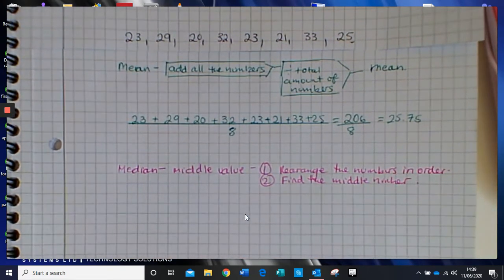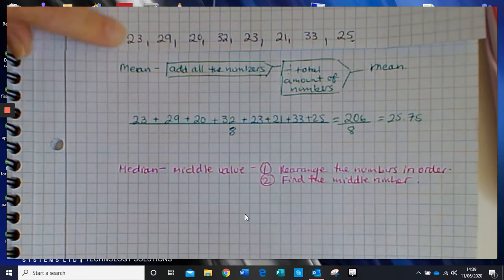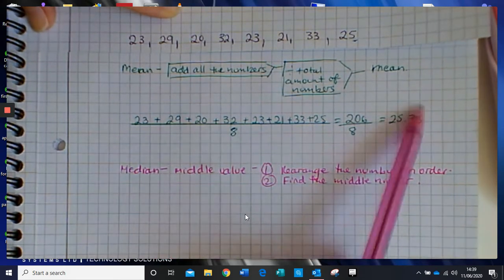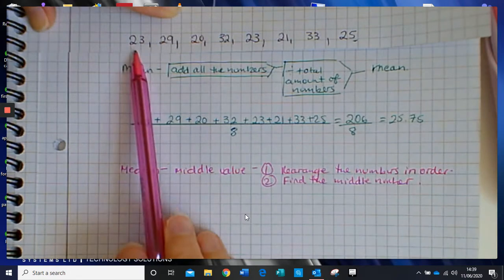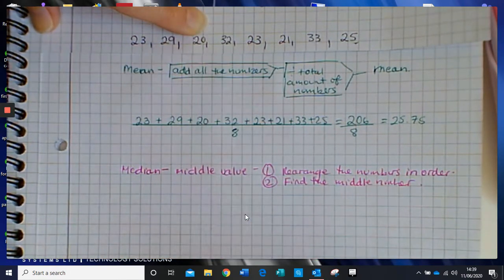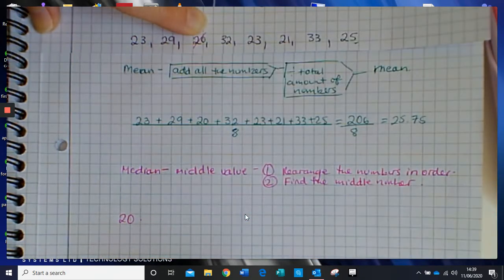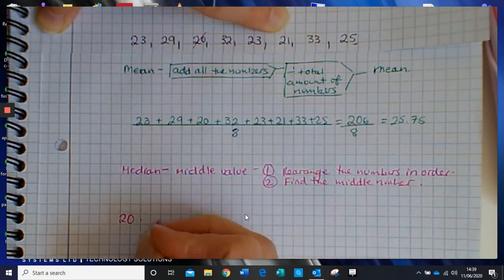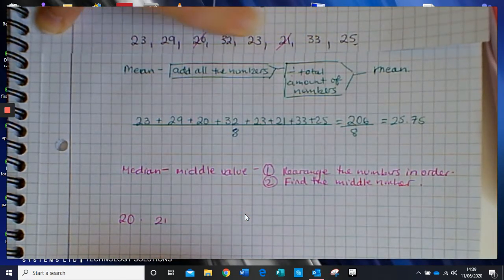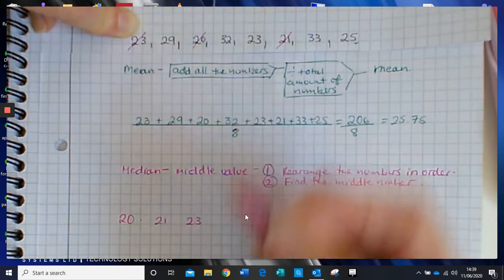It's really easy to get yourself confused and mixed up. So what I would do, and that is what I do, is I cross out the numbers as I rearrange them. So I have a look at my smallest one. Well, my smallest one here is 20. So I'm going to write 20, but I'm going to also cross that out. So I've used that 20. Do I have 21? I've got 21. Cross it out. Do I have 22? No. Do I have 23? I've got 23. Cross it out.